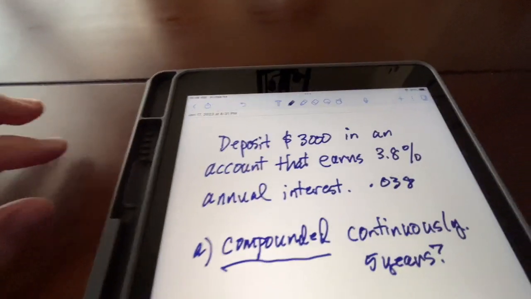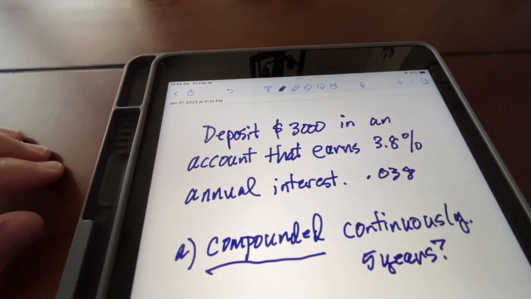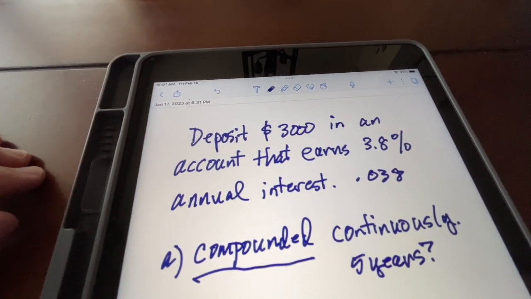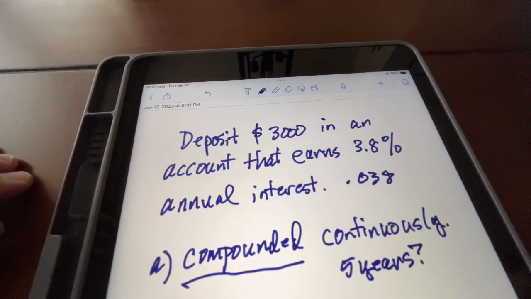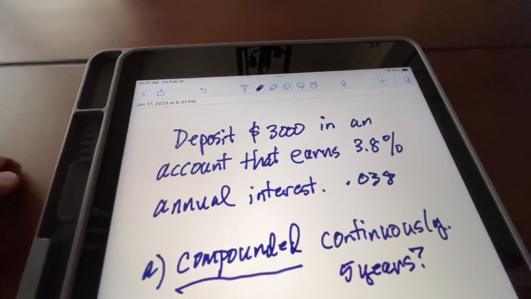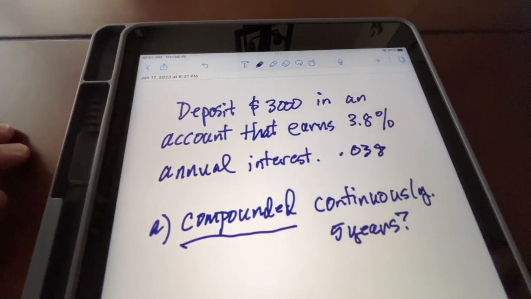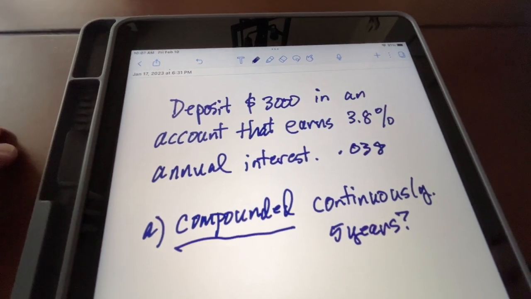All right, let's talk about compounded interest problems. Suppose that you deposit $3,000 in an account that earns 3.8% annual interest, and you want to calculate how much you would have in 5 years if that interest is compounded continuously.